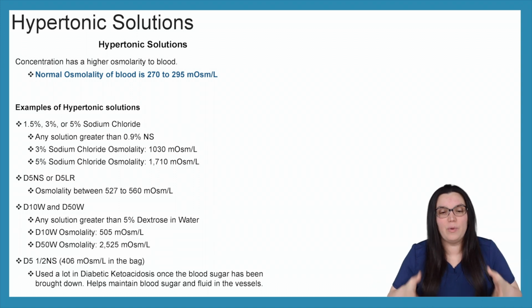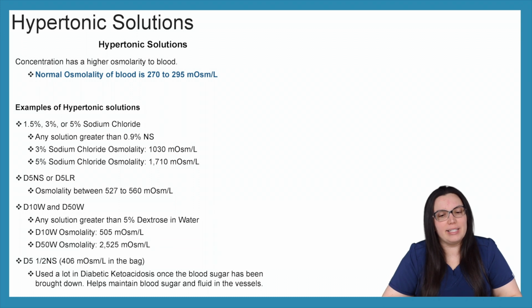That's insane, right? When blood is normally 270 to 295. Even worse, our 5% sodium chloride has an osmolality of 1710. So these are very high osmolality, very concentrated. Our D5 normal saline or D5 lactated ringers has an osmolality between 527 to 560.